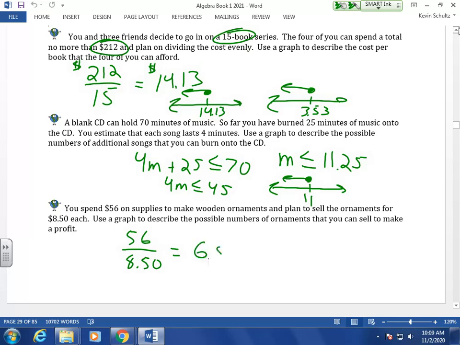6.5. Okay, which means that to make exactly $56, you would need to sell 6.5 ornaments. Are you selling 0.5 of an ornament? No. So since you can only sell wholes of ornaments, 6 ornaments is going to put you below 56. 7 ornaments will put you above 56. So in this case, you need to sell 7 or more. Okay, 6.5 wouldn't make any sense here because you can't have half an ornament. Unless someone drops it and it breaks, I suppose. But anyway, okay.